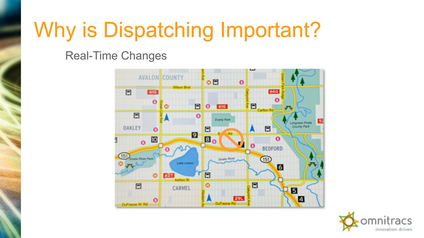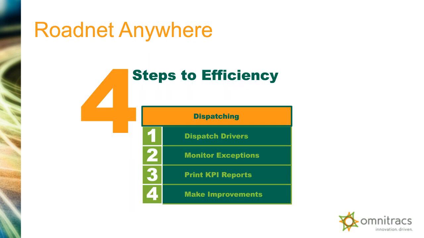So again, looking at it from a dispatcher standpoint, the 4 steps towards driving this efficiency are: get the drivers out the door, monitor exceptions, and then at the end of the day, print the appropriate reports, and then create that feedback. Use the reporting and analytics to feed back into the whole planning process and make improvements, whether it's through driver coaching, better planning, or data improvements all across the board.